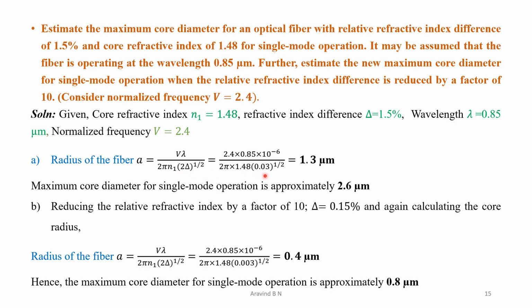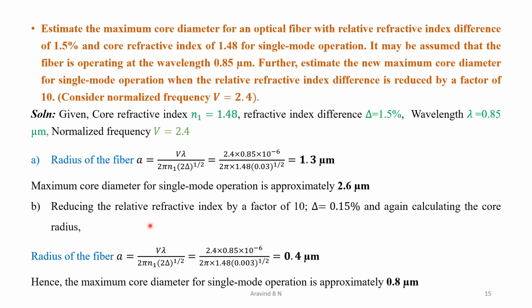2 delta will become 0.03 to the power of half. By solving this, we will get the answer of 1.3 micrometer. That means the radius of the fiber for these parameters is going to be 1.3 micrometer. Now calculating the diameter, exactly double this is the diameter. Therefore, 2.6 micrometer is going to be the diameter for the single mode operation.